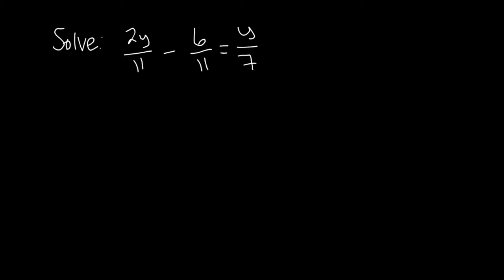Solve the equation 2y over 11 minus 6 over 11 equals y over 7. So first thing we want to do is find the least common denominator. That means the first time that the denominators line up. So for this problem, we have 11 and 7. We want to know when's the first multiple that they'll line up.